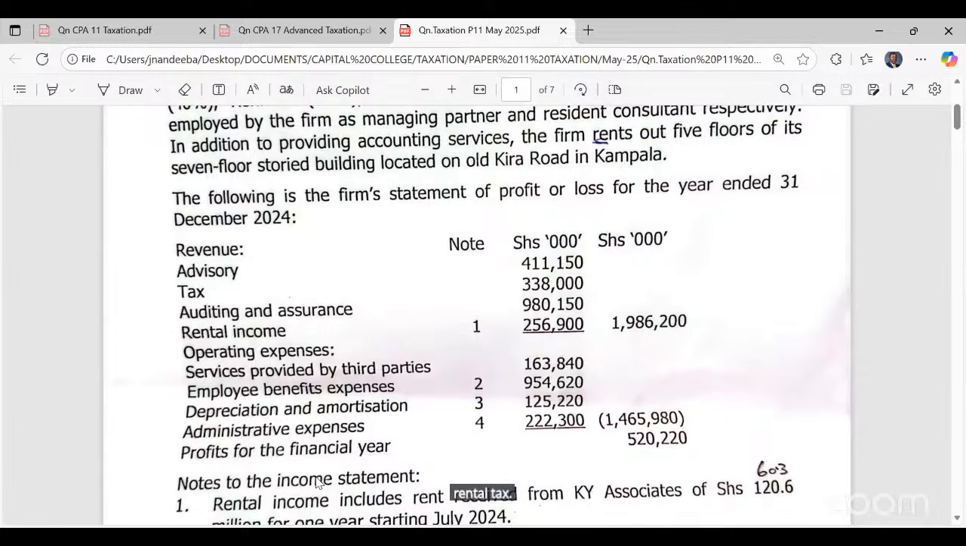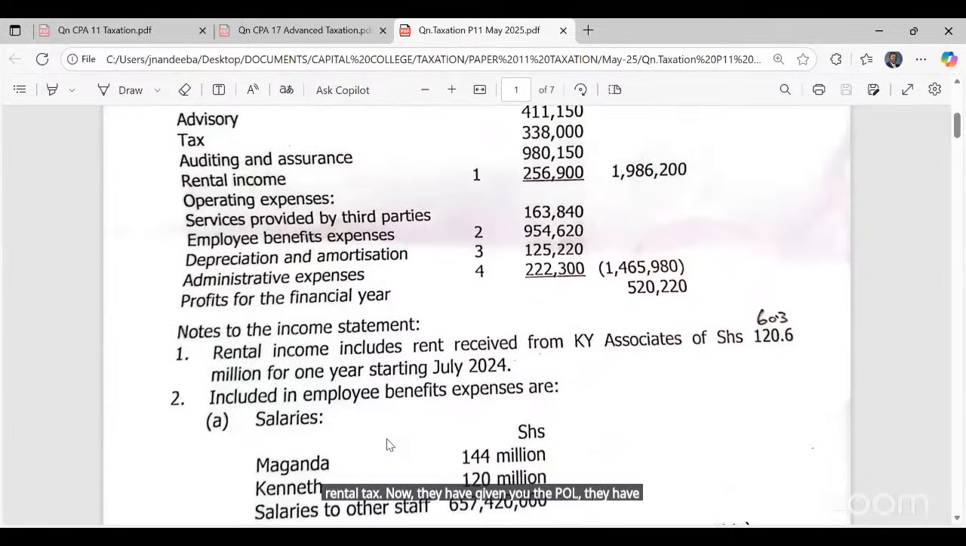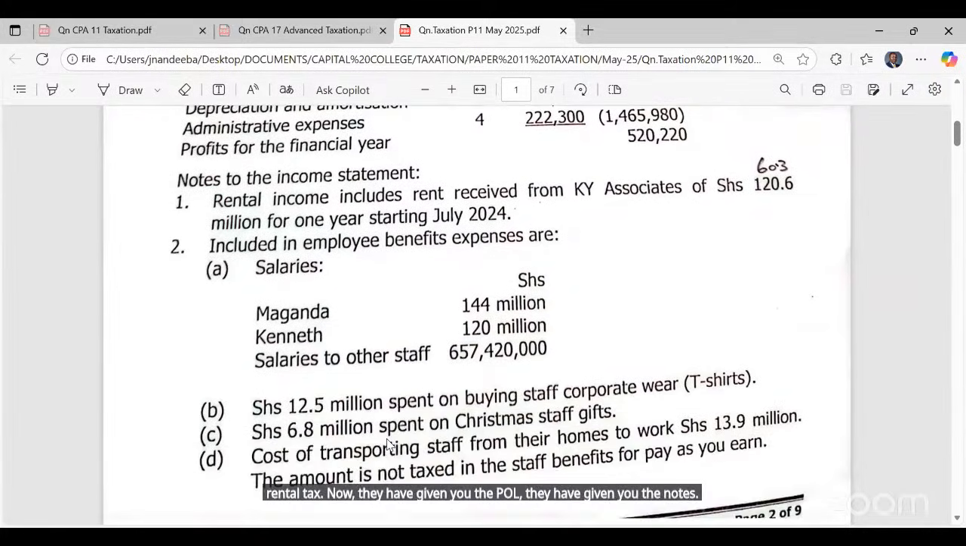Now they have given you the P&L, they have given you the notes. I want you to see some of the notes. For example, if you look at note number 2, they are telling you salaries. So they have a salary for Maganda, they have a salary for Kenneth, but they also have a salary for others. What problem do you have here in salaries? You only have the salaries for the partners. Those are the ones you're going to add back.